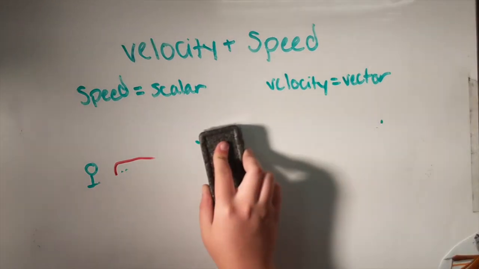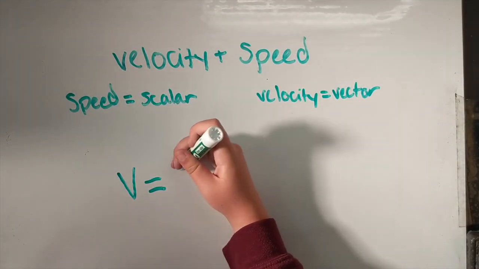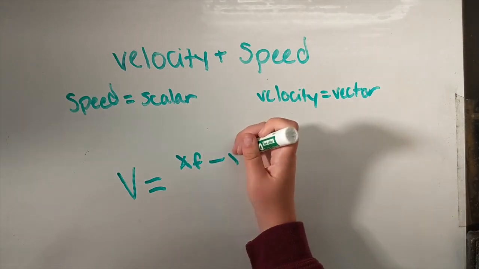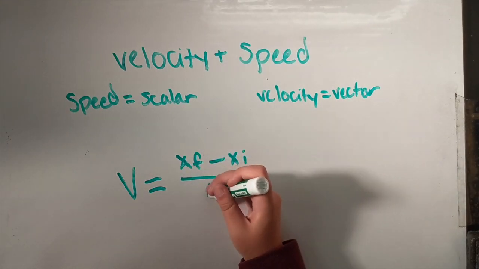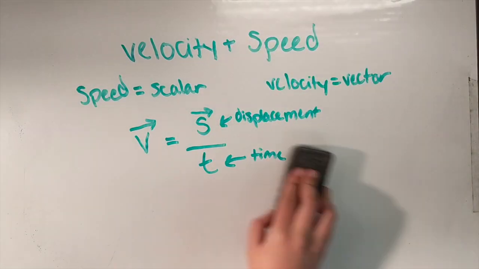Now that we understand speed, let's move on to velocity. How we find velocity is by using the equation v equals xf, which is final position, minus xi, which is starting position, all divided by time. Or you can do displacement divided by time.